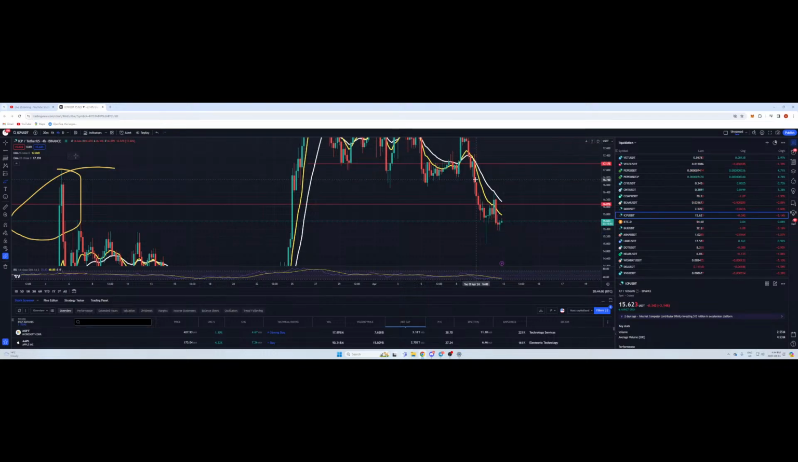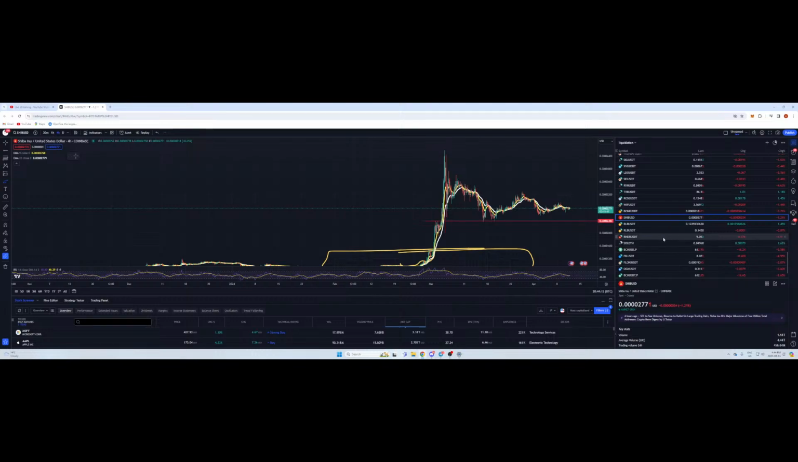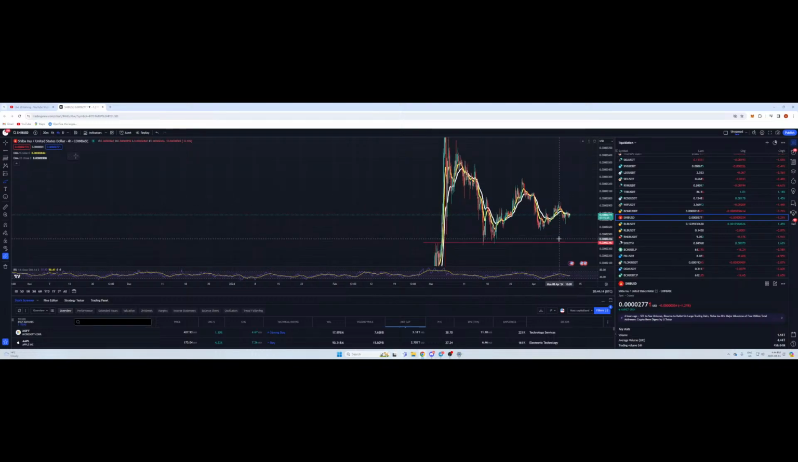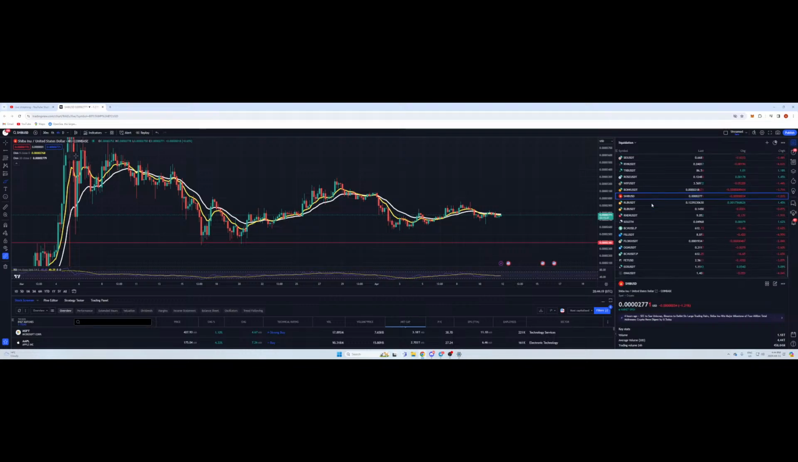So yeah, let's see, what else can we talk about? SHIB. SHIB's pretty boring. Nothing really new on SHIB. It's just literally a consolidation zone. I don't really want to bother about SHIB because nothing crazy is going on.